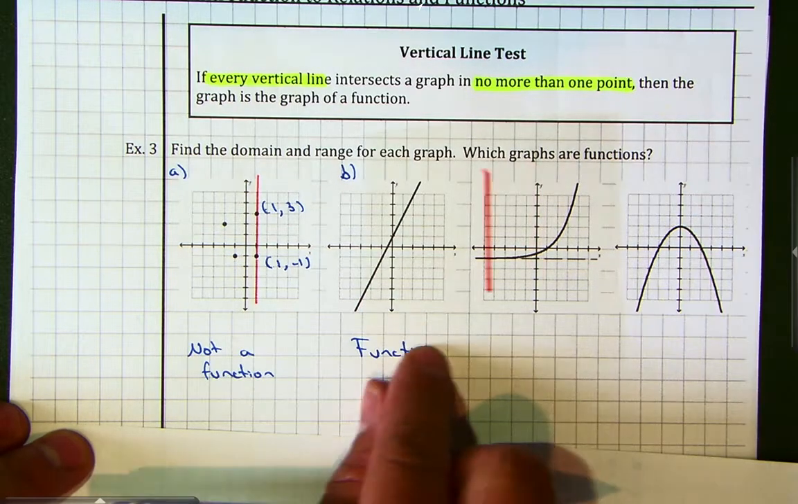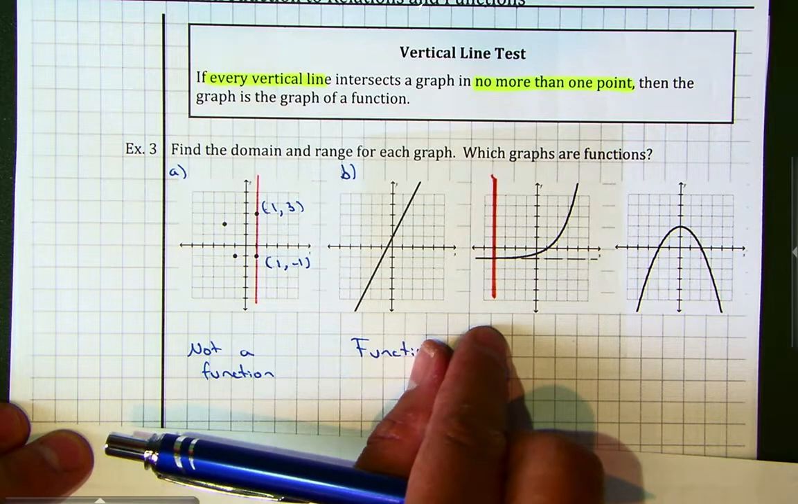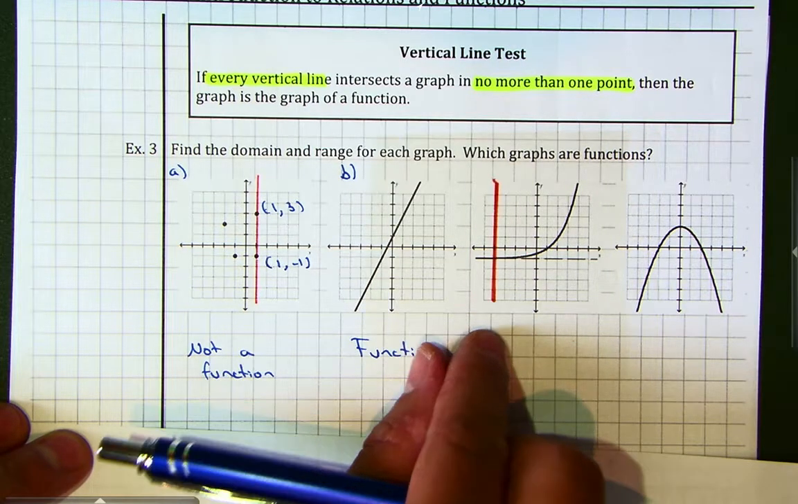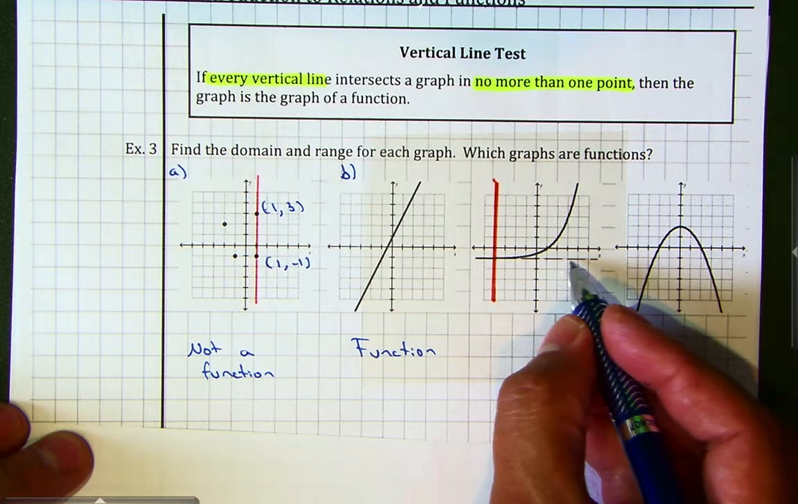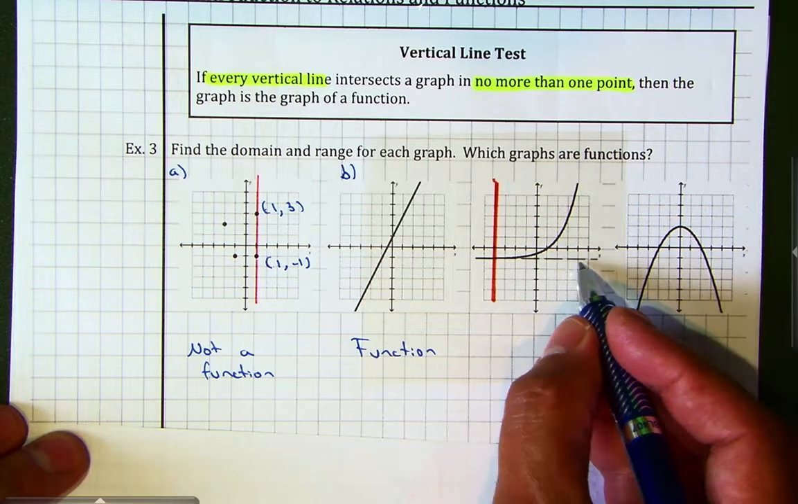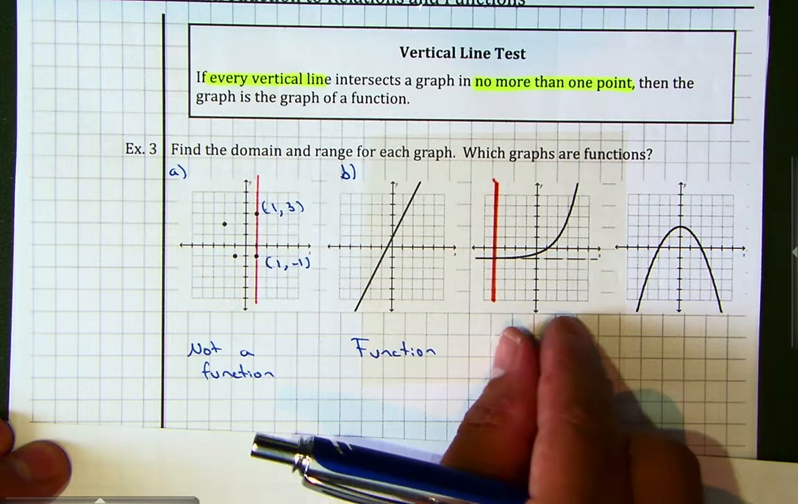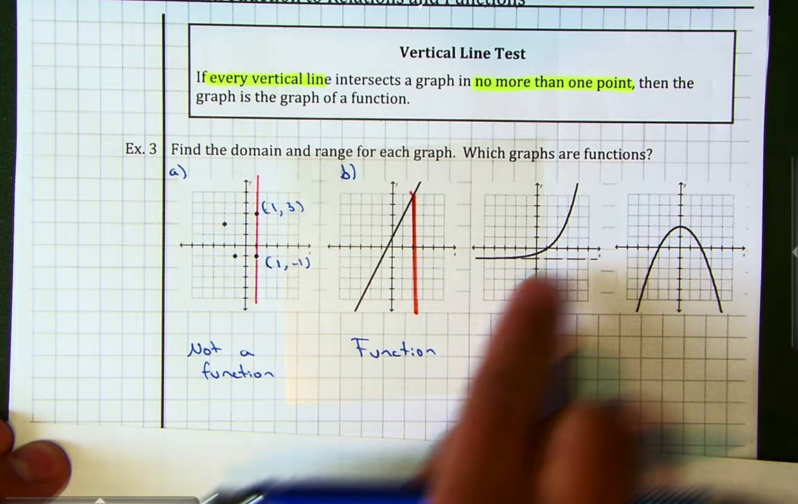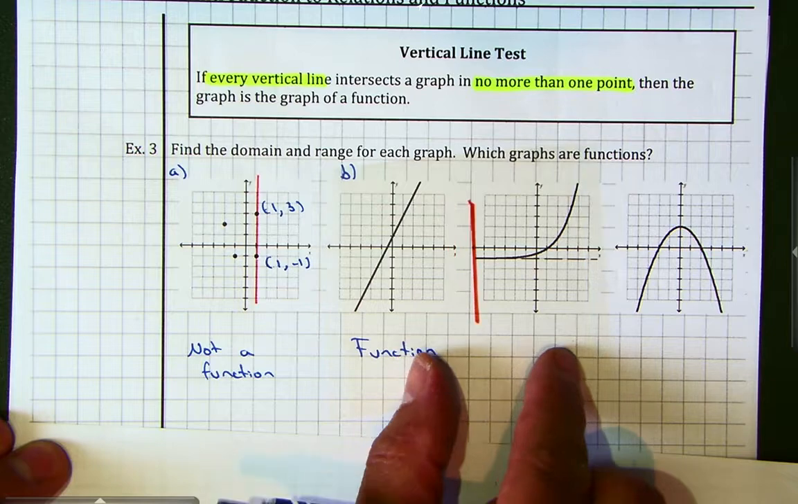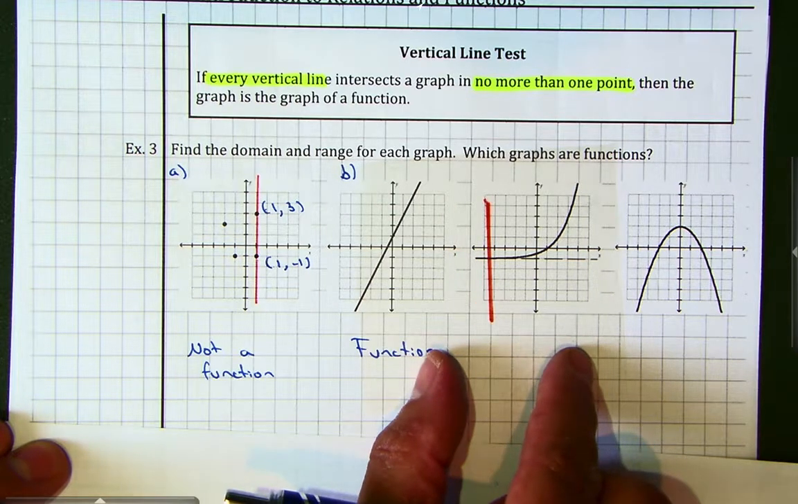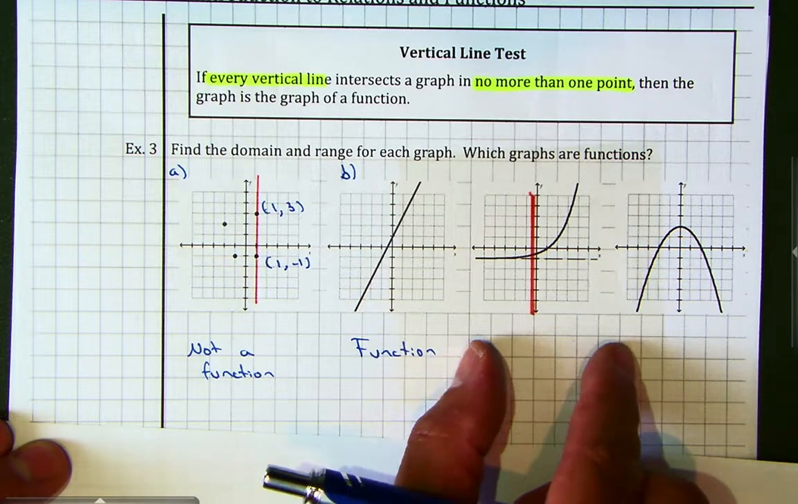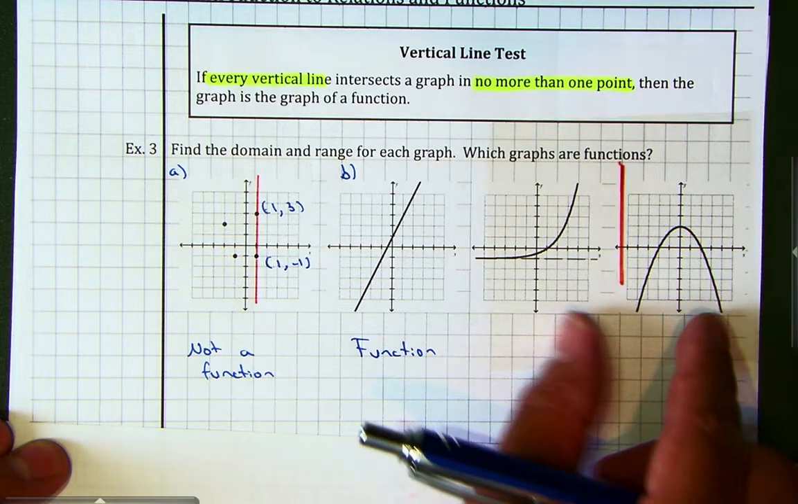For the next one, is this a function? And do you guys remember what the little dash line is? The little dash line is an asymptote. And we'll cover that. You guys covered this on exponential functions, and we'll cover that in chapter 2 or 3. So in this case, is this a function? Yes, this is a function.